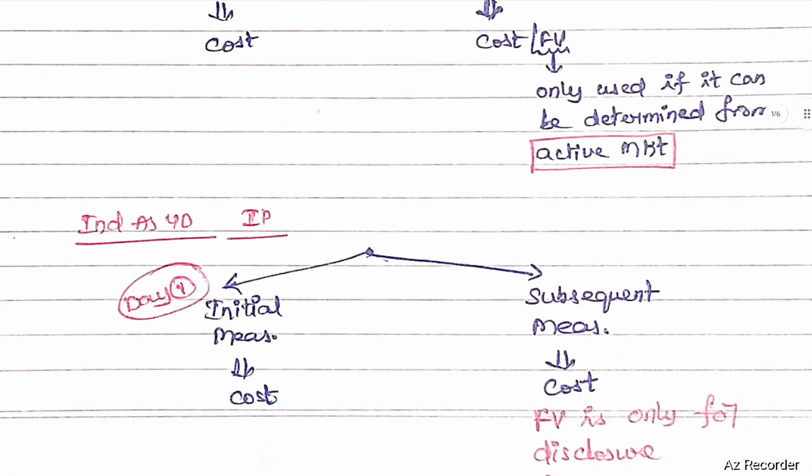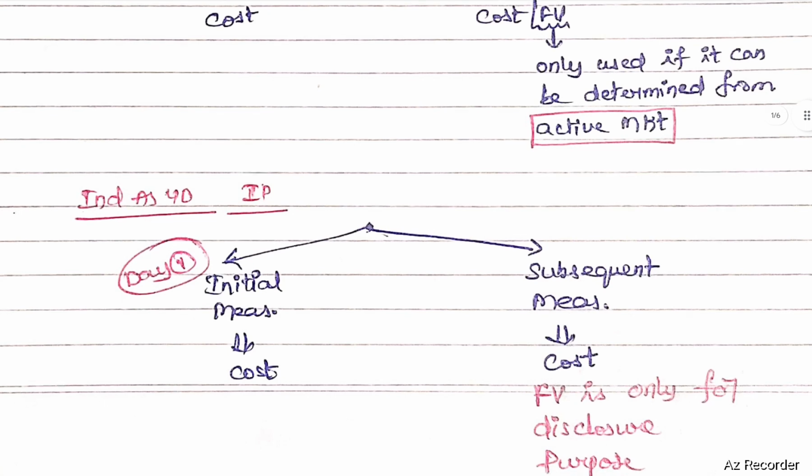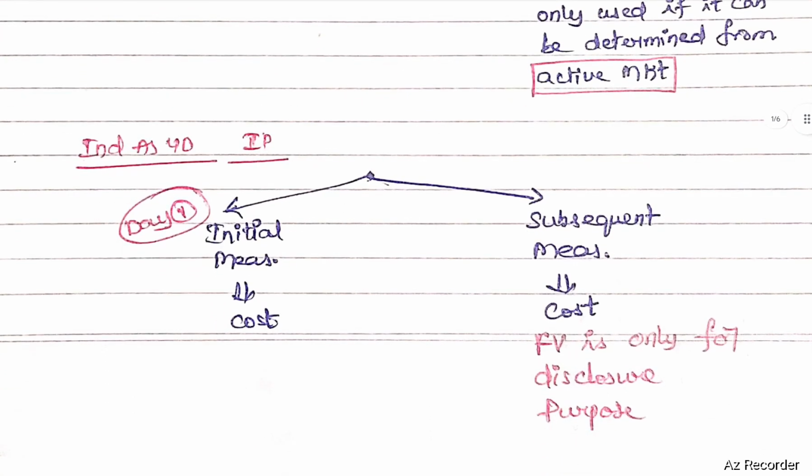As per Ind AS 40, investment property shall be initially measured at cost on day one and subsequently it will be measured at cost only. So, in case of investment property, initially it will be measured at cost and subsequently also it will be measured at cost. In case of Ind AS 40 investment property, fair value is used only for disclosure purpose.